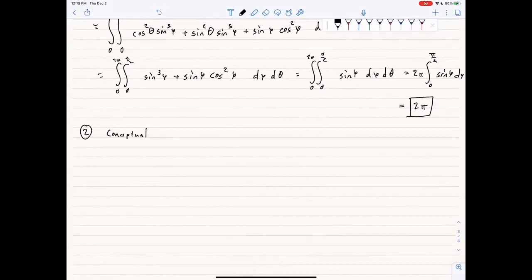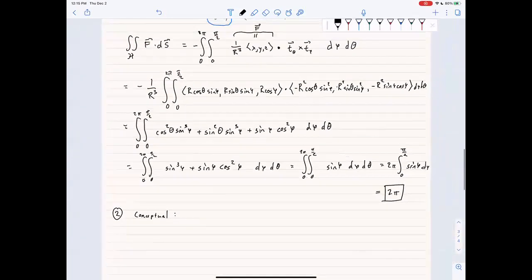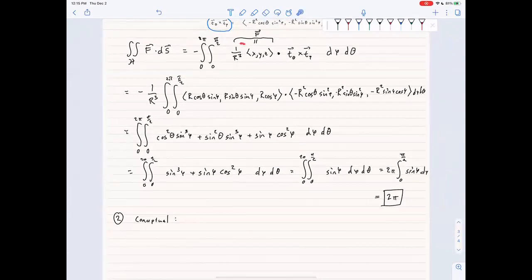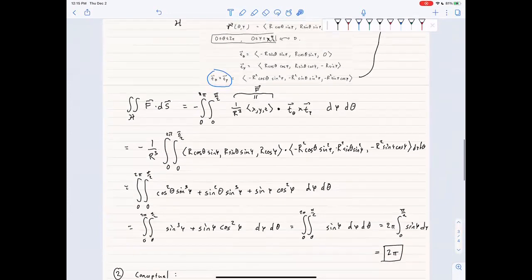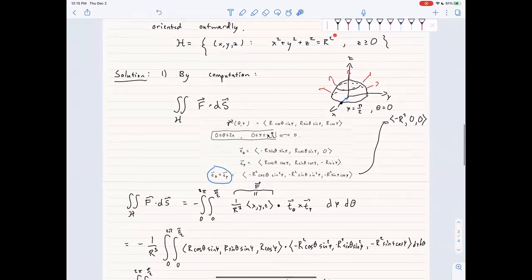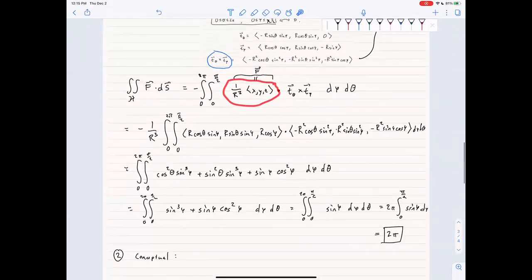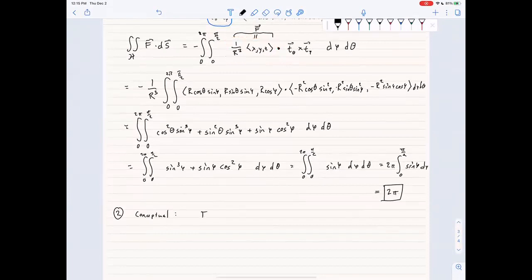All right. Sometimes it pays to just ask some basic questions. What is F? We actually saw what F was. On this hemisphere, because we know x squared plus y squared plus z squared equals r squared on the hemisphere, F is this. So let's write that down. F is 1 over r cubed times x, y, z.